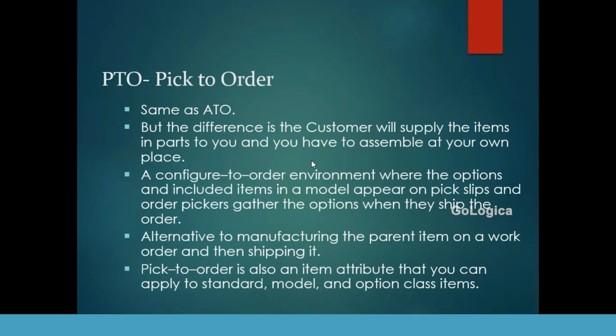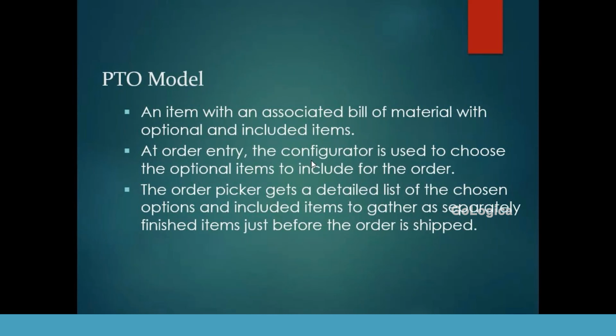So coming back to the PTO, we have again the PTO model with optional and included items. See, at order entry, the configurator is used to choose the optional items to include for the order. And the order picker gets a detailed list of chosen optional and included items to gather as a separately finished item just before the order is shipped. It's the same thing, like I said. Whenever you enter something, directly we can get the included items for it, the optional items or the included items for the PTO ones.